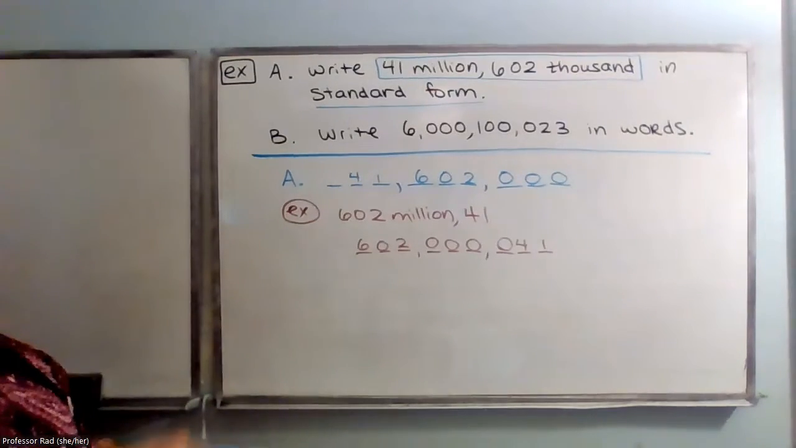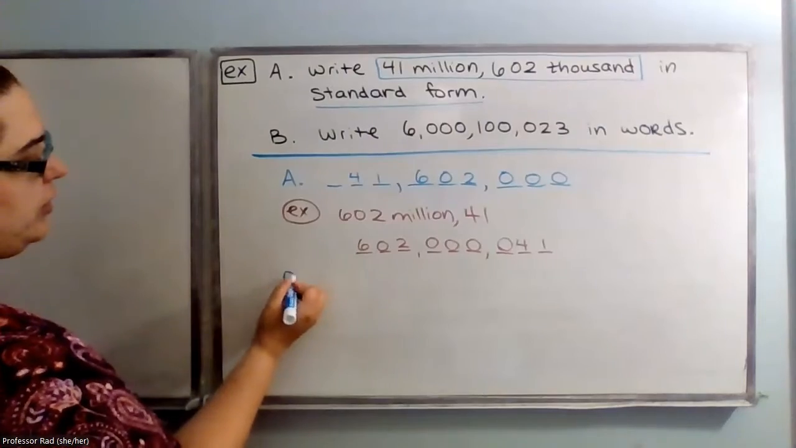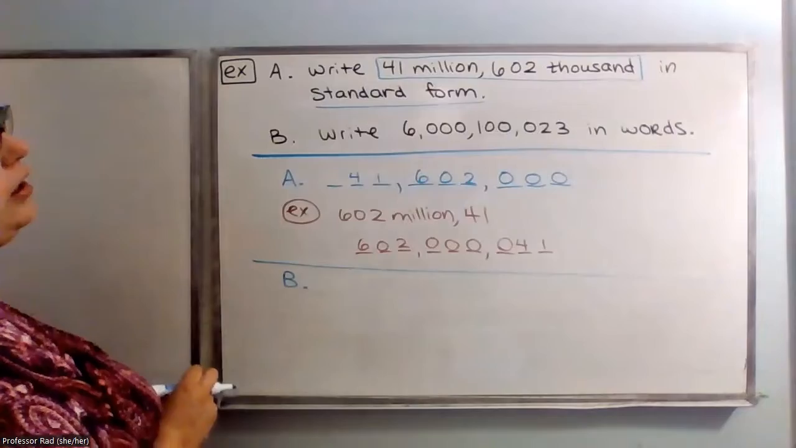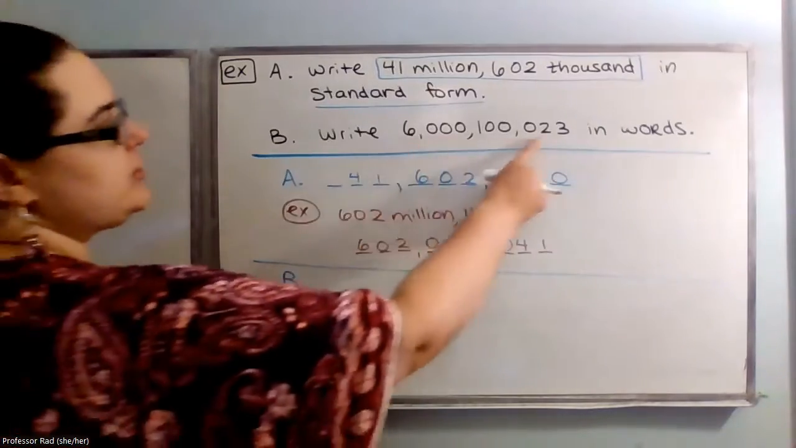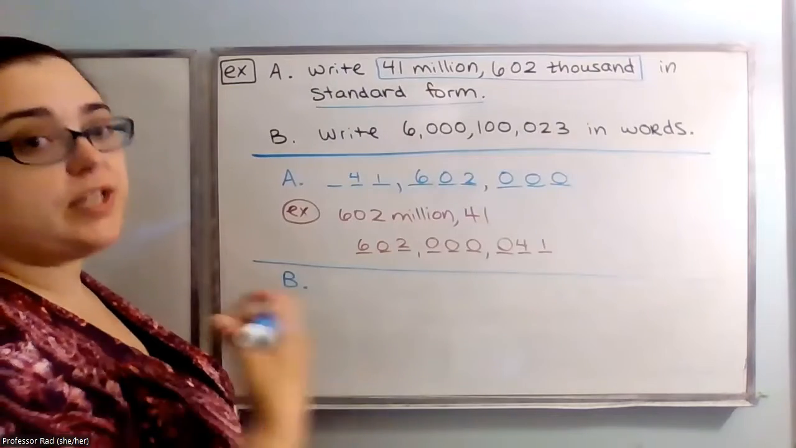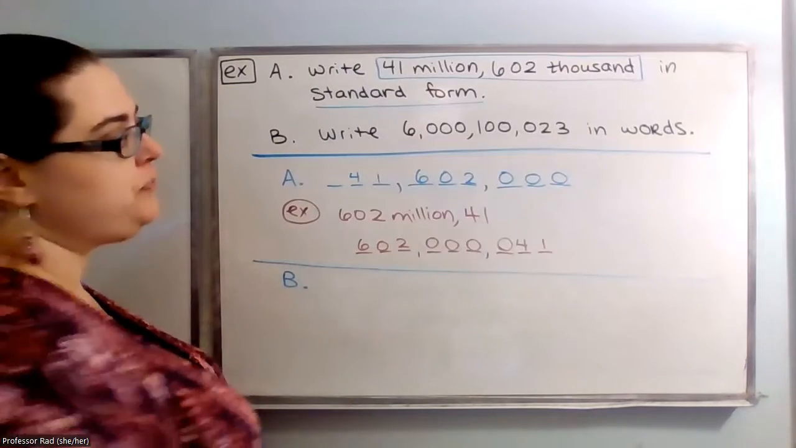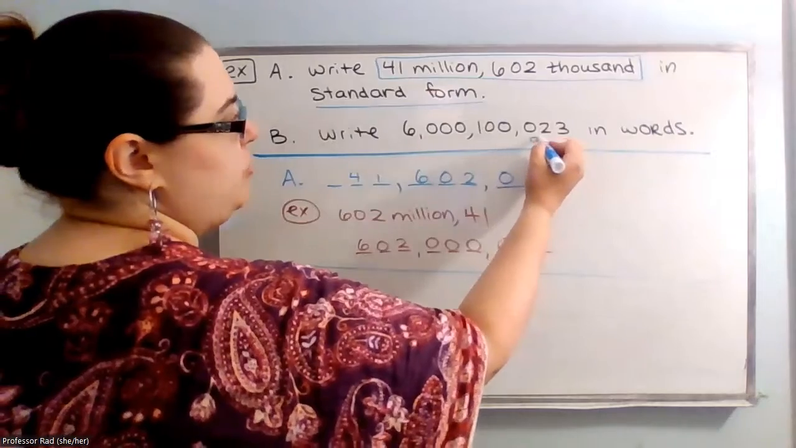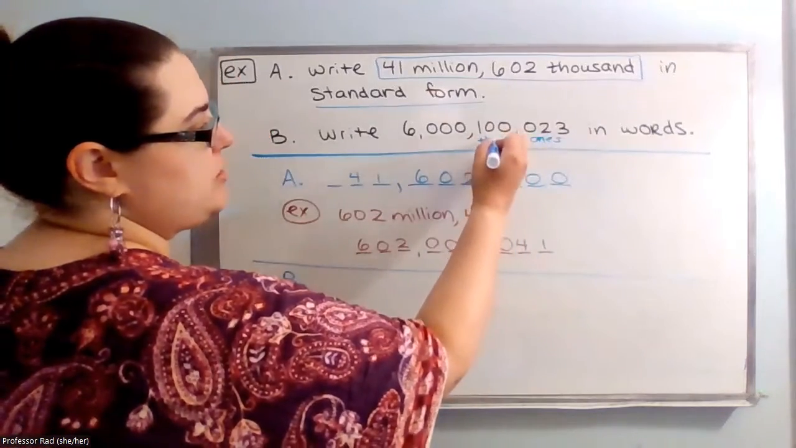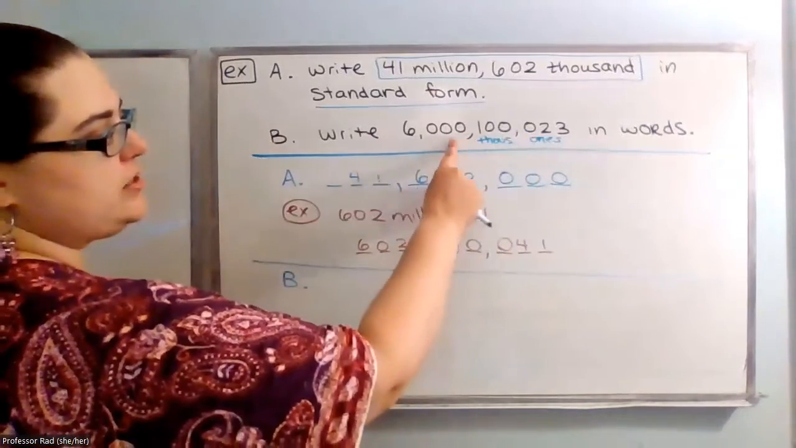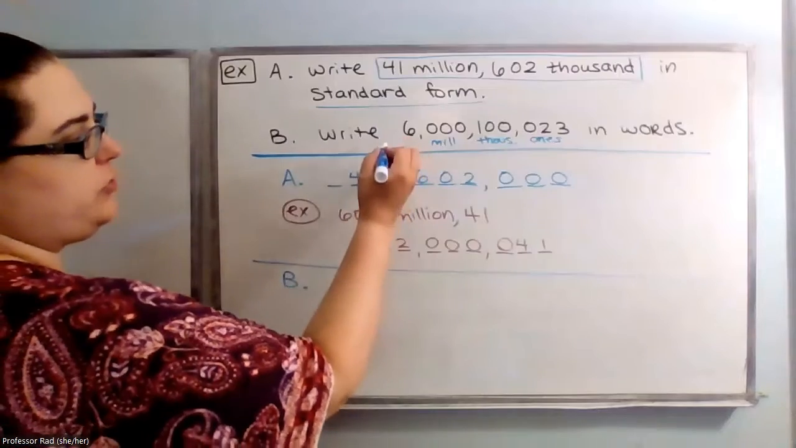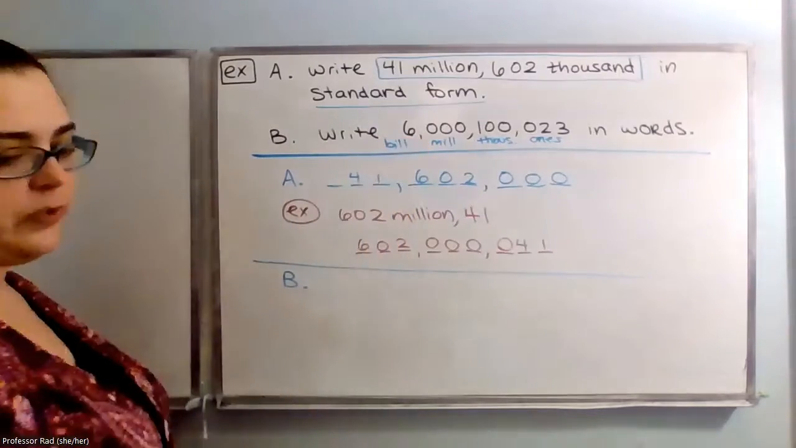Here. So B says we want to write this number in words. Okay. Oof. All right, so to write this number into words, I'm going to mark out my periods because I know that my period names impact how I write the name of a number. So 0, 2, 3, that's in the ones. This 100, that's in the thousands. These zeros, that's in the millions. And then this number must therefore be in the billions period.